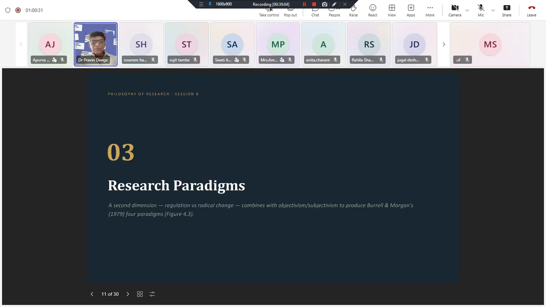Then we come to the third aspect, which is called research paradigms. A second dimension of the onion, regulation versus radical change. These are the aspects which are covered, how the paradigms can be classified. The paradigm is a combination of epistemology, ontology, and the methods that you follow subsequently based on that. There is a matrix given by Burrell and Morgan which we'll look at as a part of this.